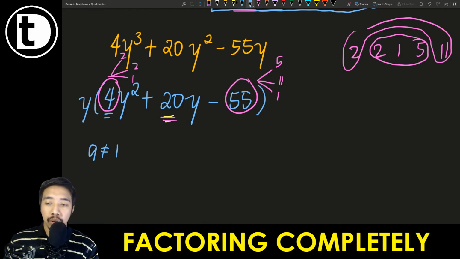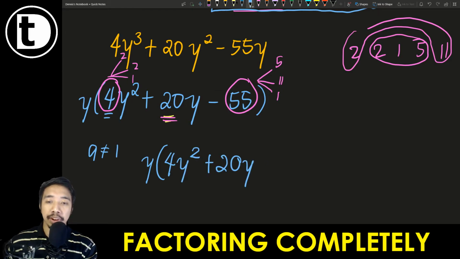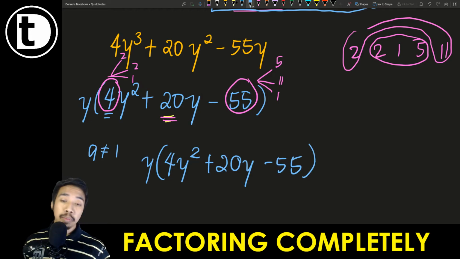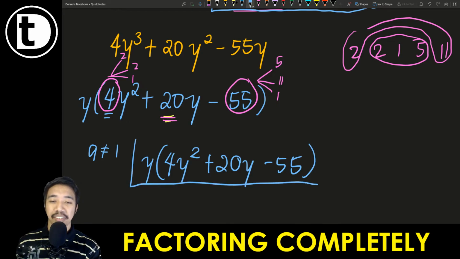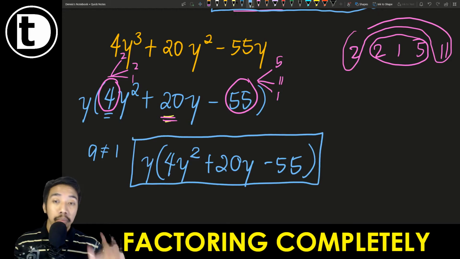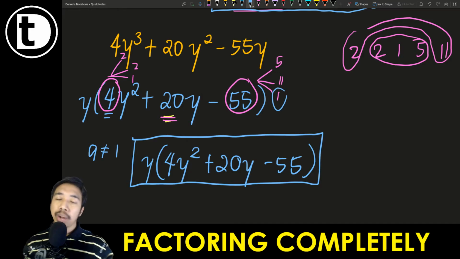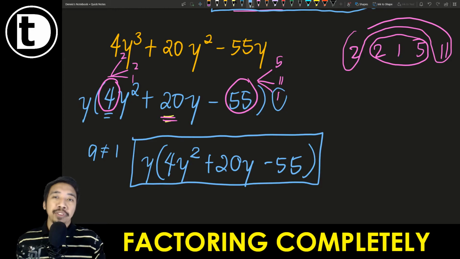So we have y times 4y squared plus 20y minus 55. The quadratic expression that we have here is not factorable anymore, and this is your final answer. Remember that, guys. Don't get bored or frustrated. If you did it already, then definitely it's not factorable. But in most cases, it sometimes works when you use the 1, though that's not the case here. Don't worry, I'll try my best to produce another video for that kind of example.